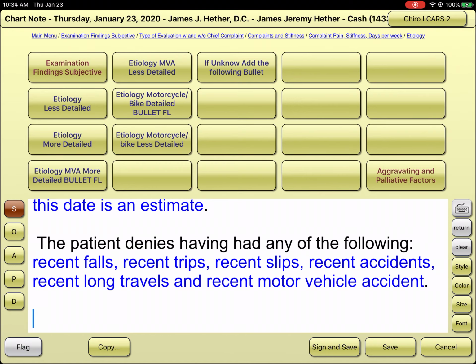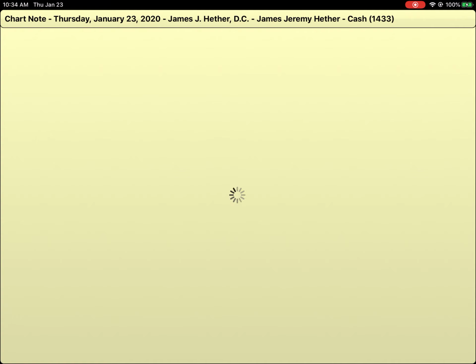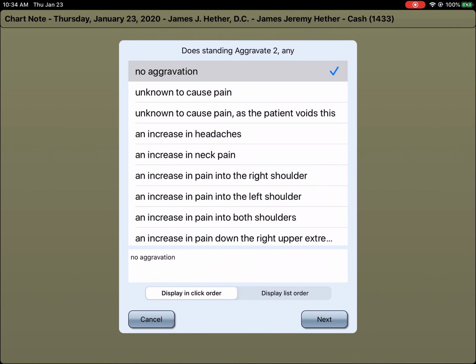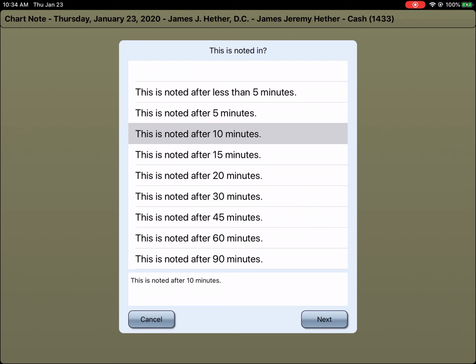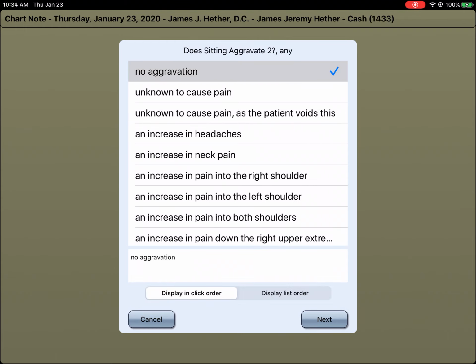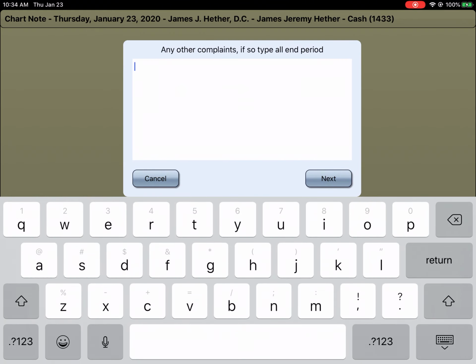The next thing to do for our examination is our aggravating factors. What makes it worse? We can say that the person does not have any aggravating problems with standing. We can say that they do have aggravating problems with their neck pain when they walk, and we can say this is noted after about 10 minutes. We deny any pain with sitting, and again, bending over doesn't bother it. We could then add any other descriptive factors using the microphone feature on the iPad.